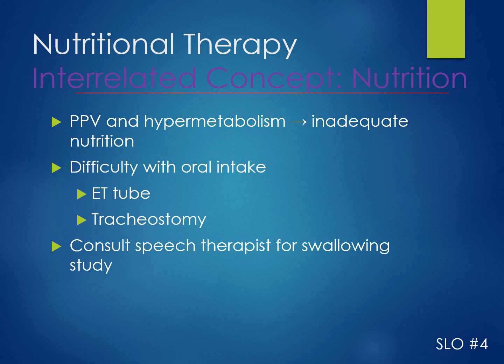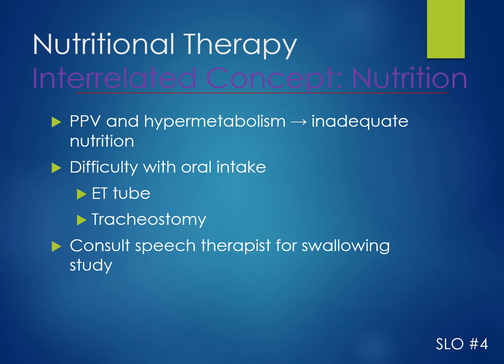So patients that are intubated have a hypermetabolic state going on. So we want to make sure that they're getting increased calories, increased protein. Enteral nutrition is optimal. We always want to use the gut if possible. If not, then we can go ahead and provide TPN if needed through a central line.